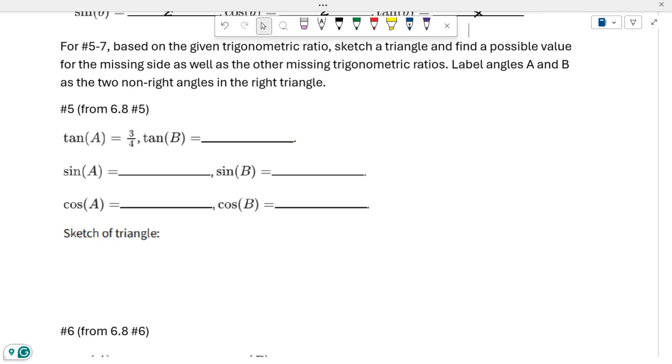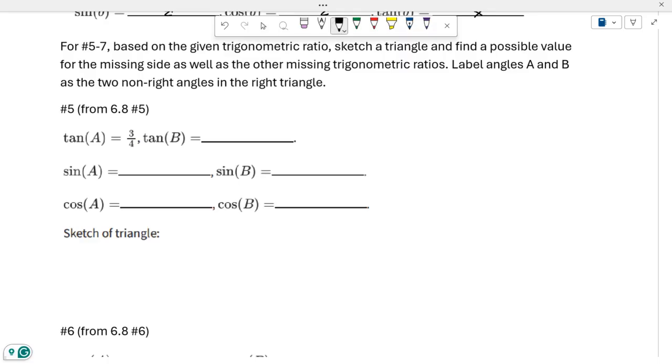It says non-right angles. I mean, they're going to be acute angles because in a right triangle, you have one right angle and two acute angles. So not only are they non-right, but they're also acute specifically. There's no obtuse angles here. So the first thing they want us to do is to sketch.